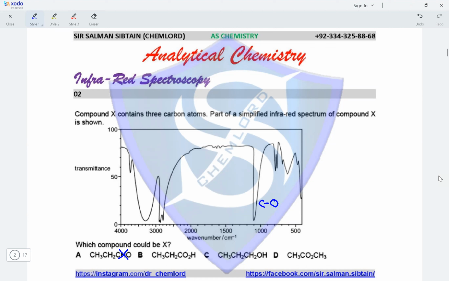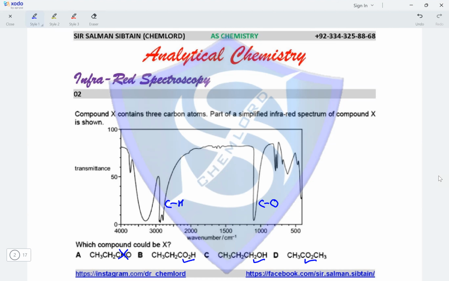It is present in the carboxylic acid, it is present in alcohol, and it is present in the esters. So this peak eliminates only option A. The peak close to 2900 corresponds to a C single bond H, which is present in all three. So this does not decide anything.